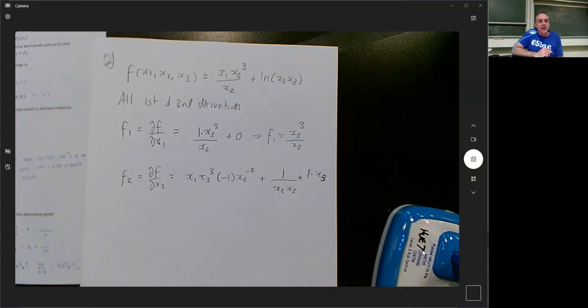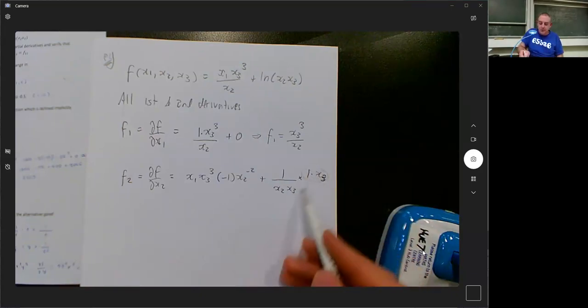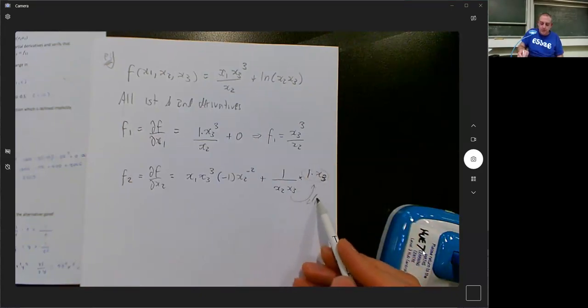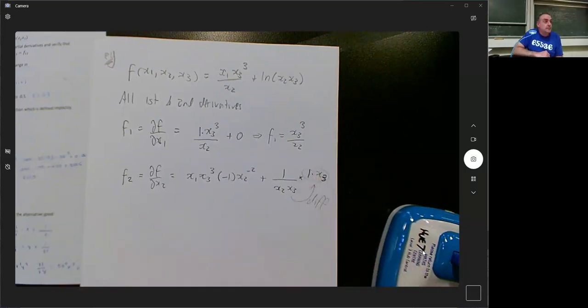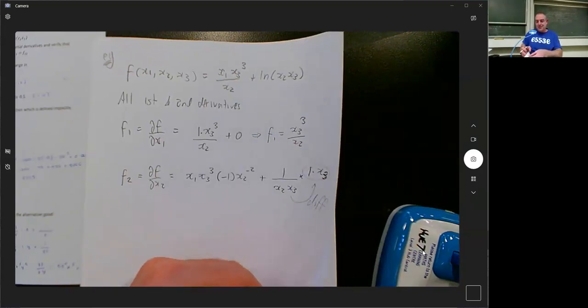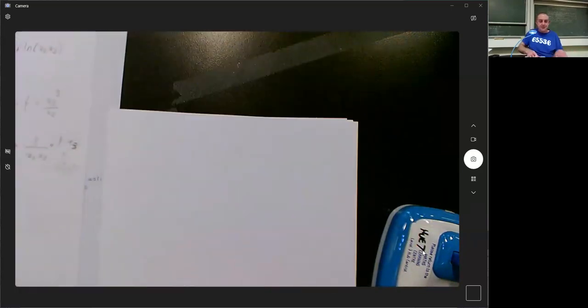So when you differentiate an ln, you put 1 over whatever's in there, and then you have to multiply by whatever the derivative of the inside is, because of the chain rule. And so this is the derivative of that. We differentiate that and we get this answer. Just as an aside, I'll come back to this.